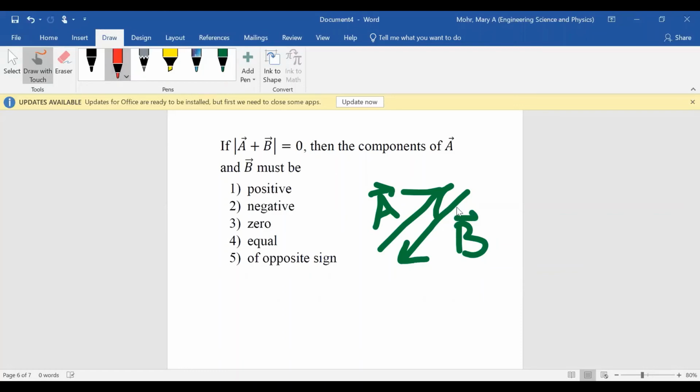If you look at the components of b, here's the y component, here's the x component. If you look at the components of a, here's the y component, here's the x component. If they're going to add to 0, the x components must have the same magnitude but be pointing in the opposite direction. The y components must have the same magnitude, or you could say same absolute value, pointing in the opposite direction. So the answer here would be of opposite sign.